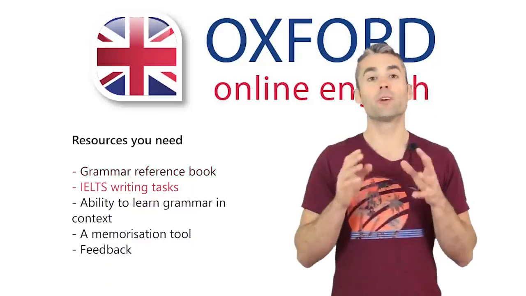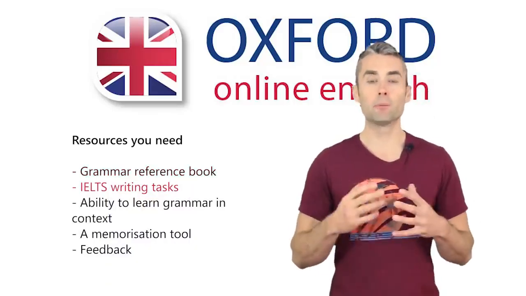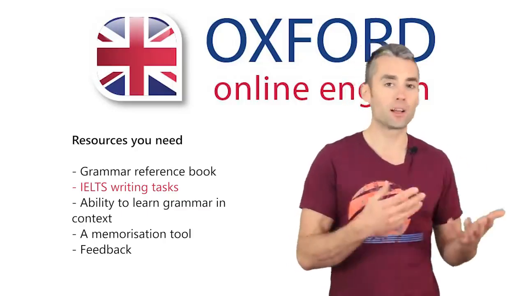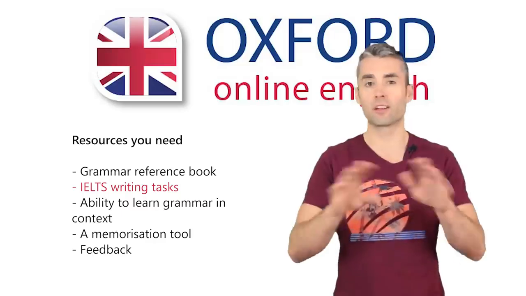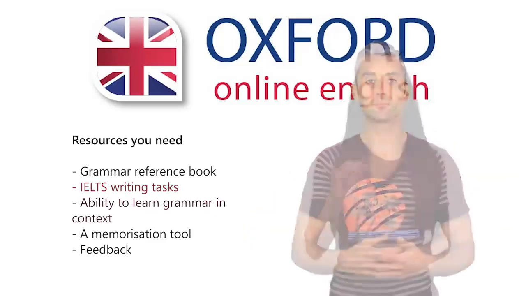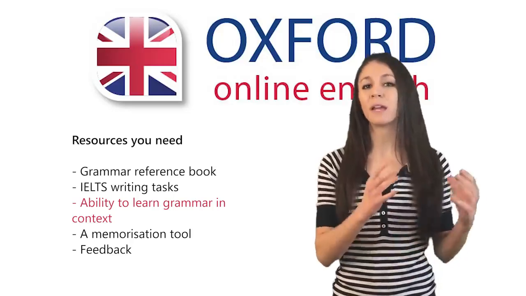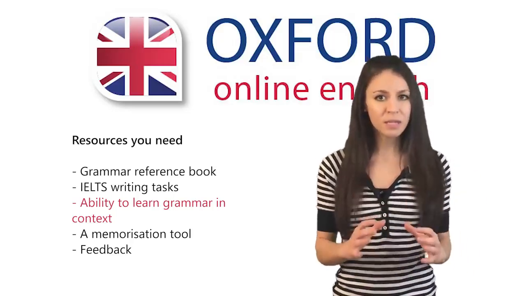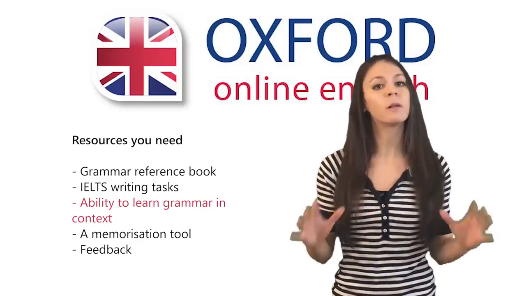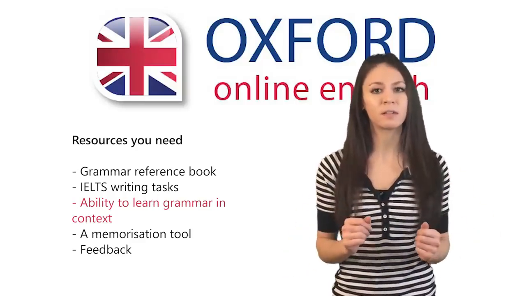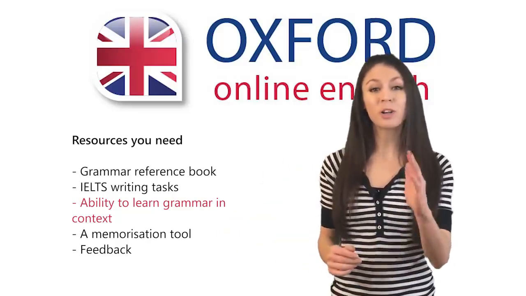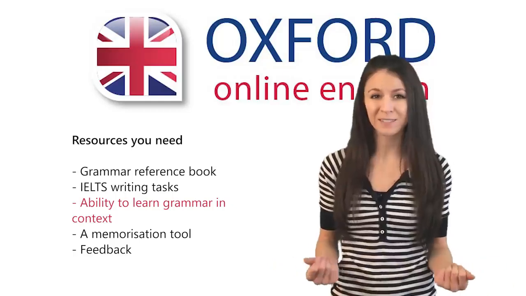You need a source of IELTS writing tasks. Cambridge publish books with past exam papers. You can also type IELTS writing tasks into Google or another search engine, and you'll find plenty of results. You need to know how to learn grammar in context. This means you need to learn grammar by understanding and producing full, meaningful sentences. We explained how to do this in another video, which you should watch now if you haven't already.